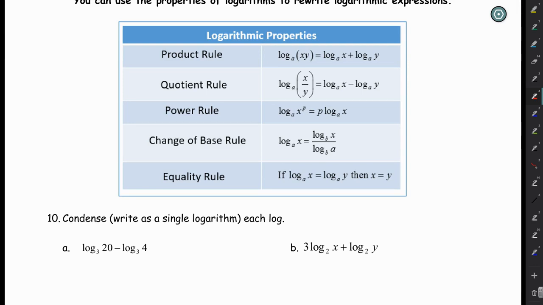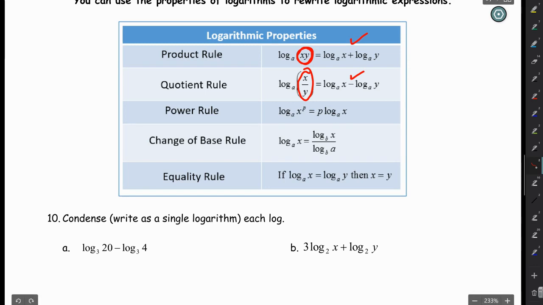I think the easiest way to understand the properties is lots of practice. But you could think of it this way: if you have multiplication here, you're going to have addition. If you have division, you're going to have subtraction. There's this wonderful property that allows us to take an exponent and leapfrog it to the front. That's called the power rule, or I like to call it the leapfrog rule. We have the change of base, which we already talked about.